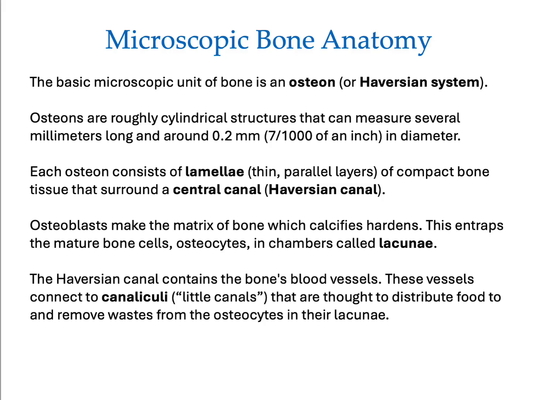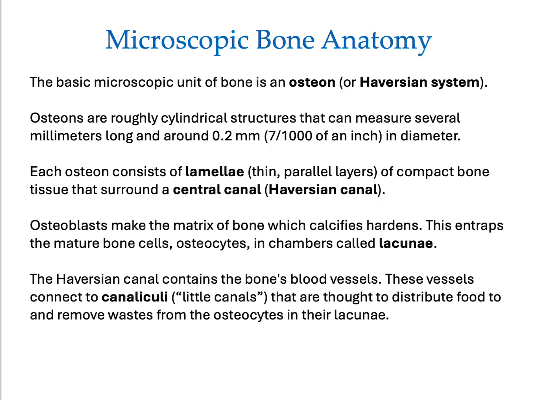Microscopic bone anatomy. The basic microscopic unit of bone is an osteon, also called a Haversian system. Osteons are roughly cylindrical structures that can measure several millimeters long and around 0.2 millimeters in diameter. So who knows what those really are and what they would look like, but 0.2 millimeters would be 7/1000th of an inch. Each osteon consists of lamellae, which are thin parallel layers of compact bone that surround a central canal, also known as a Haversian canal.